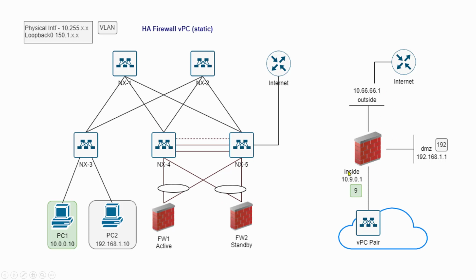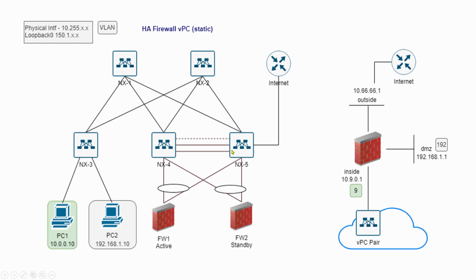The logical diagram is pretty much the same. So here you have the fabric and the VPC pair connects to the firewall here. The inside network, VLAN 9. So it comes to the fabric, it goes to the VPC pair, into the firewall, to the DMZ.